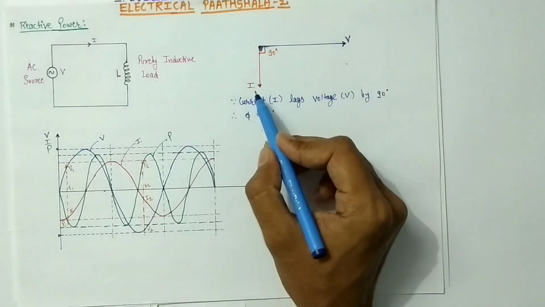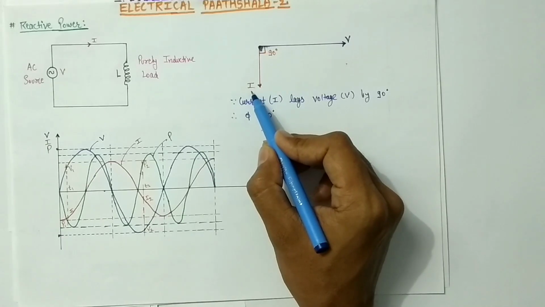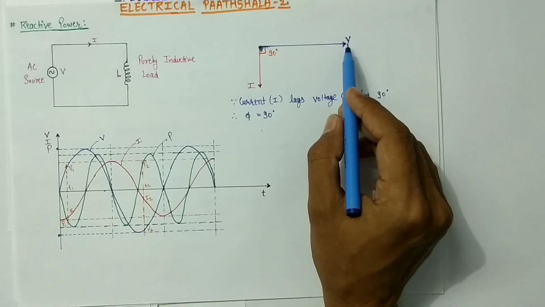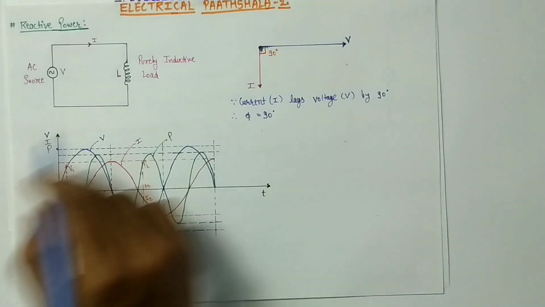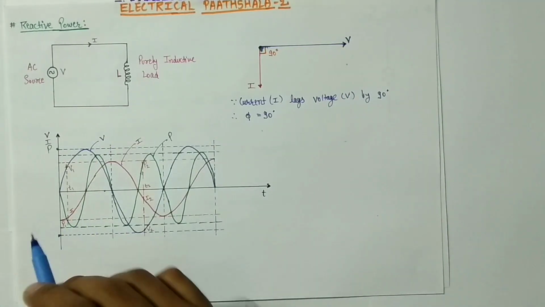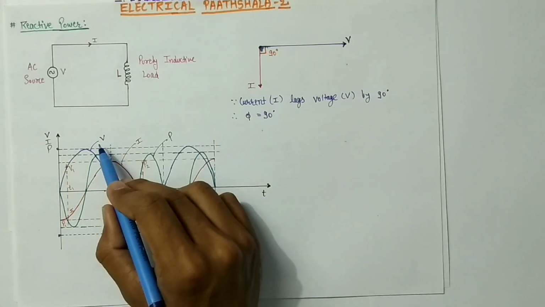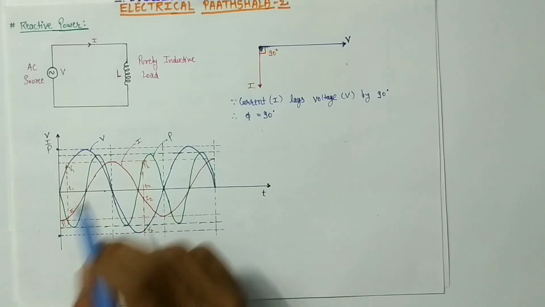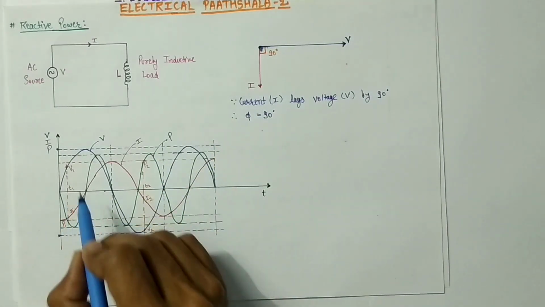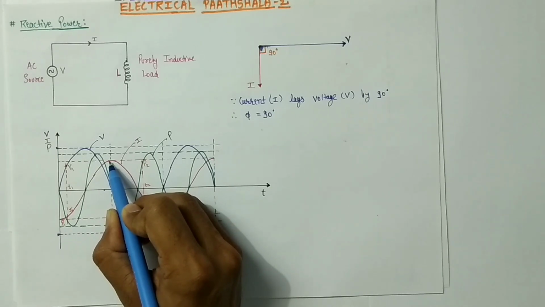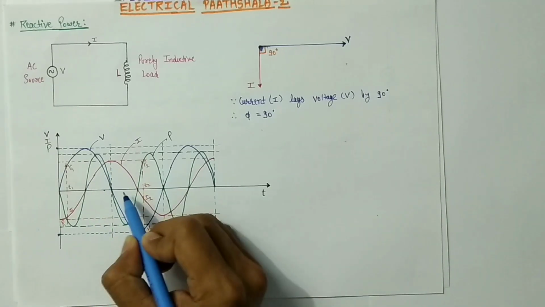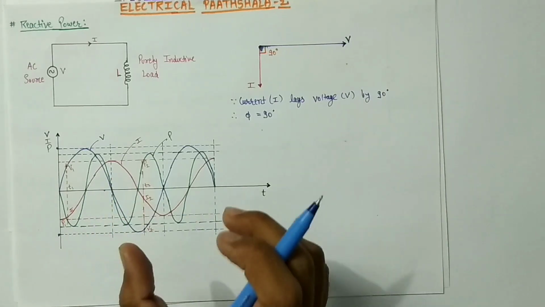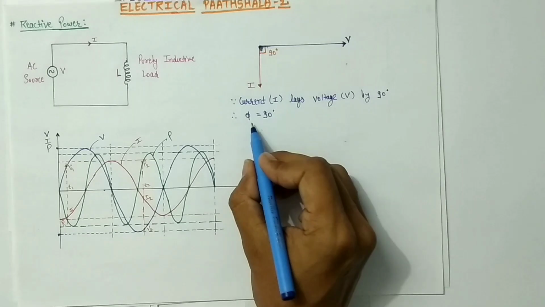What does this mean? It means that current will reach its positive peak, negative peak, and zero value 90 degrees after the voltage waveform. And this is the waveform for purely inductive load. In this waveform, the blue line is the voltage waveform, red is the current waveform, and green is the power waveform. Now in this waveform you can verify that the current waveform is reaching its positive peak, negative peak, and crossing zero value 90 degrees after the voltage waveform. Therefore the phase difference between the voltage and current is 90 degrees.